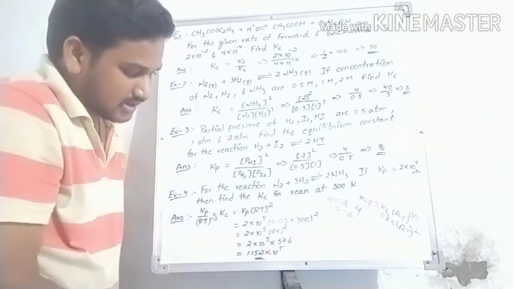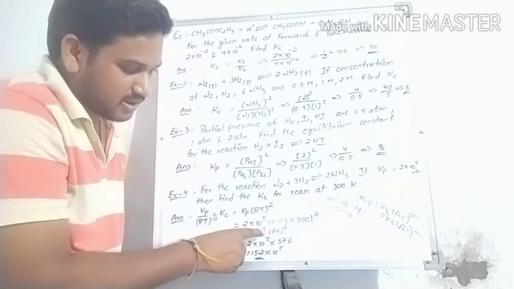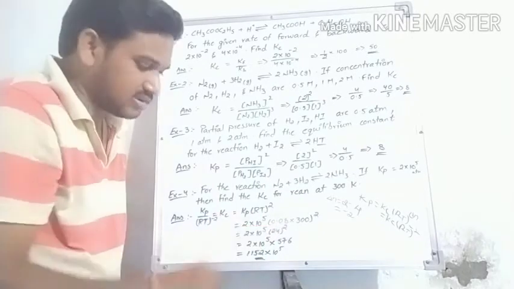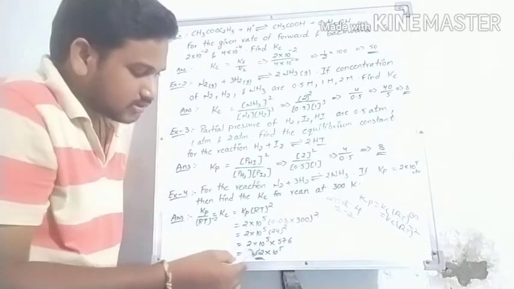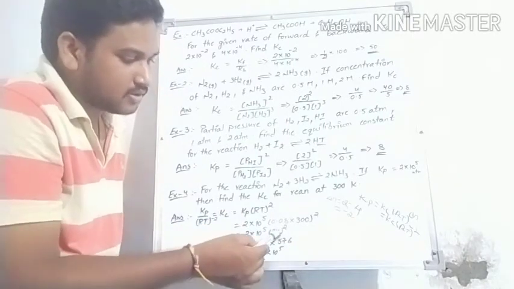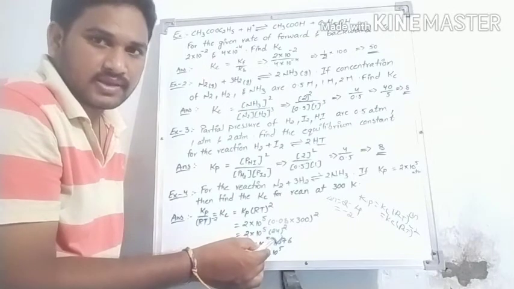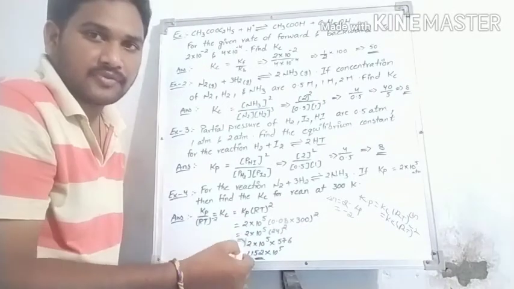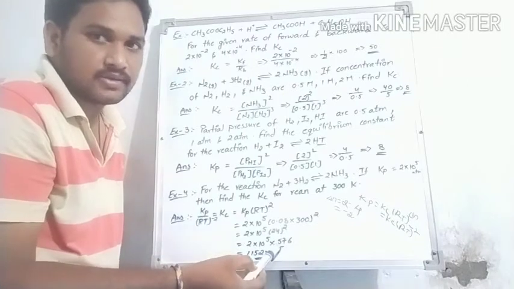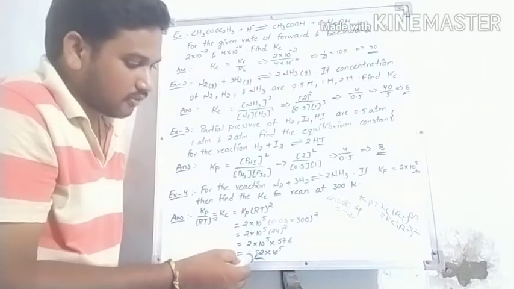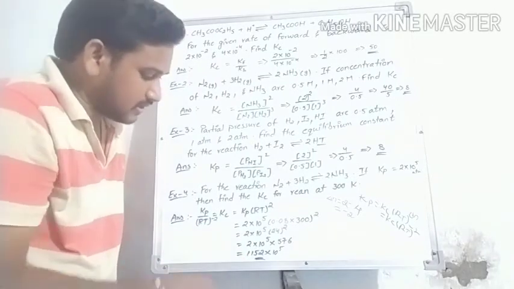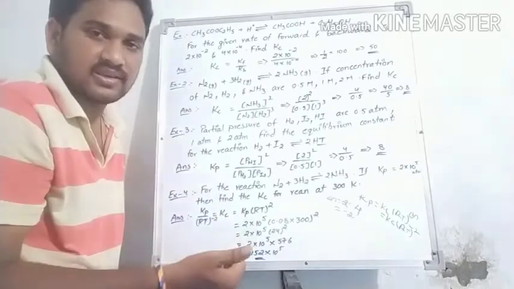After calculation, 2 into 10 power 5, after simplification we get 24 whole square, so 2 into 10 power 5 into 24 square means 576. After overall calculation we get 1152 into 10 power 5, that is the equilibrium constant Kc.